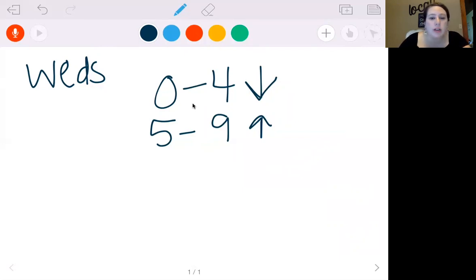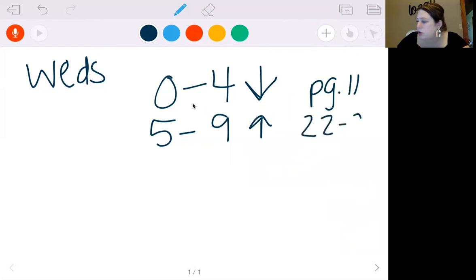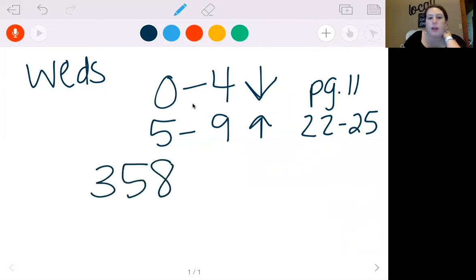Yesterday you did 18 through 21. Today you're going to do page 11, 22 through 25. So let's practice some more. Let me give you one like this. If I give you one that is something like 358, and I want you to round to the nearest 10, underline that 10 spot.